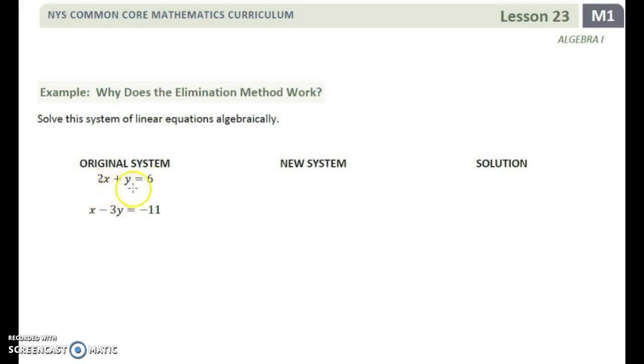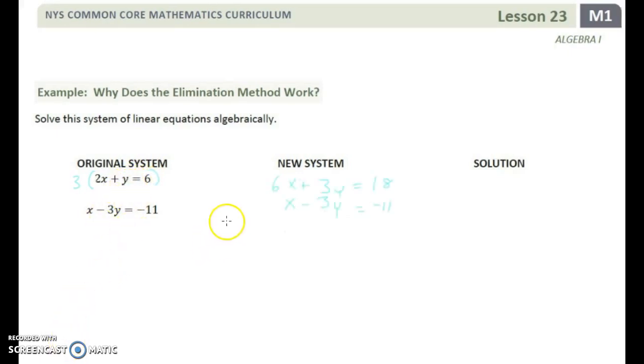And if I was going to multiply the top by 3, let's just look and see what would happen if I multiply this top by 3. Look how nice that is. If I multiply by 3, I'll get 6x plus 3y equals 18. And that plus and minus makes everything go away. So you'll notice I've multiplied by 3 all the way through. I got 6x plus 3y equals 18.